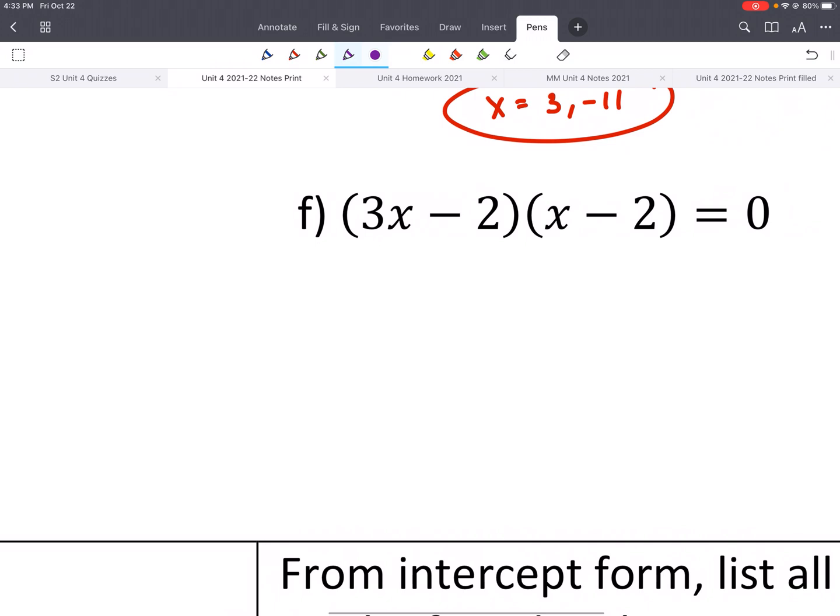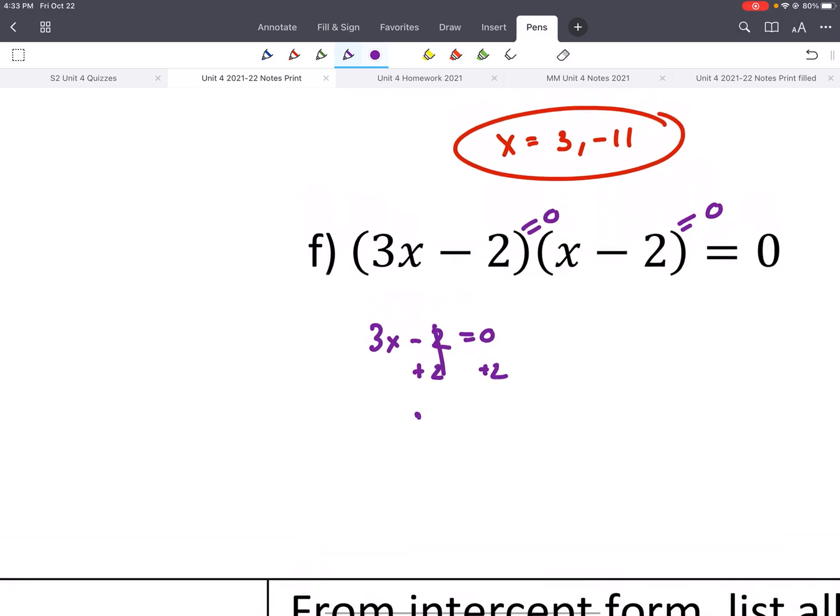So here's one that's very similar. Here that's either equal to 0 or that's equal to 0. So we could add 2 and divide by 3. I don't know, maybe I shouldn't go shortcut-ish. So we'd add 2, so we get 3x equals 2, and then we divide both sides by 3. So that's one of our solutions. The other, we would add 2 to both sides, and we would get x is equal to 2. So our solutions are x equals 2/3 and 2.